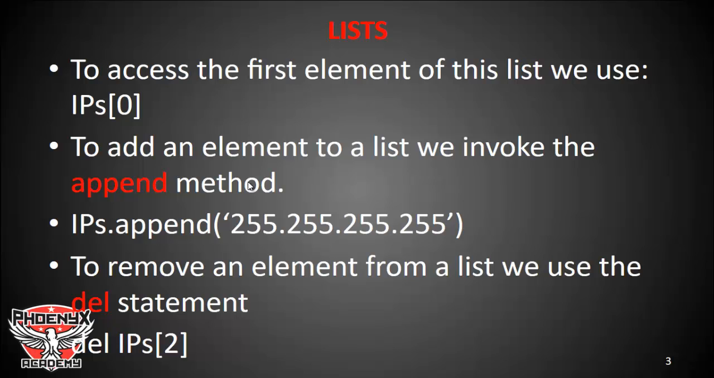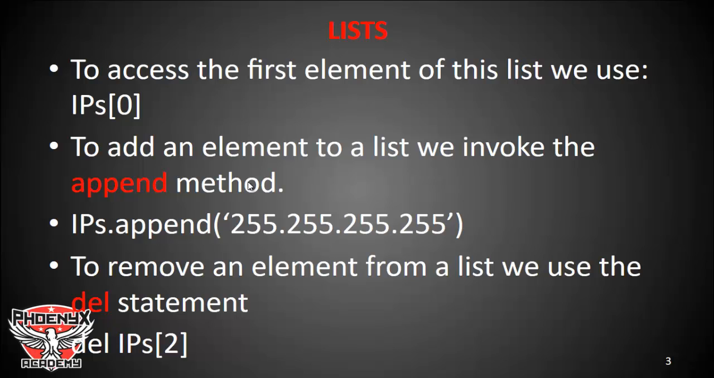And to delete an element from a list, we use the del statement. So for instance, we want to delete the third element in the list. Now we write del, followed by the name of the list, then the element that we want to remove from the list, we insert its index in square brackets.